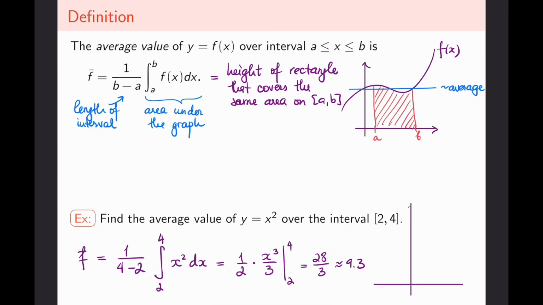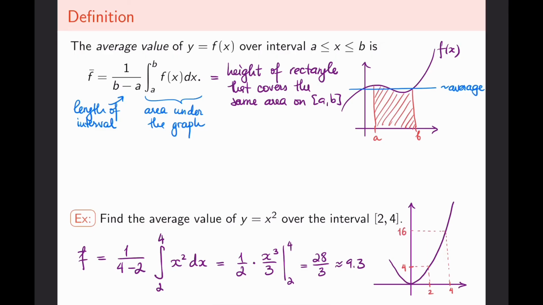So I will need to sketch my parabola and think about the area between 2 and 4. So my parabola y equals x squared, something like this. I am interested between 2 and 4. Now at 2, because the function is y equals x squared, the value is going to be 4. And then at 4, because my function is x squared, it is going to be 16.